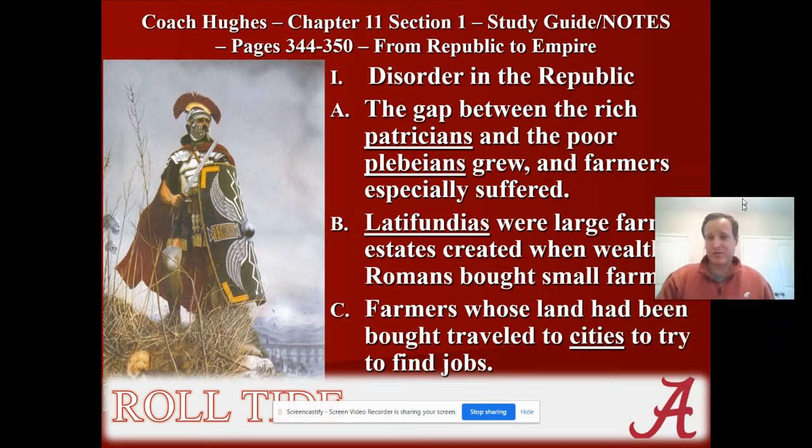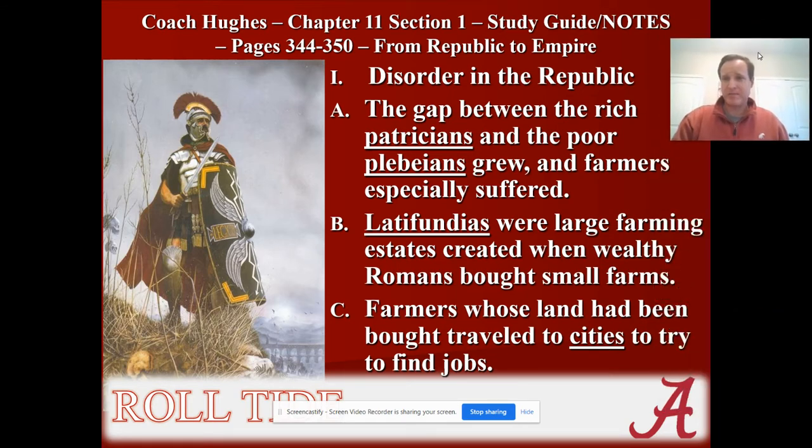I'm going to move my screen here just a little bit so you guys can have a better view of what's going on in the PowerPoint here today. So, from the Republic to the Empire, we shall talk about what we know to be Rome.